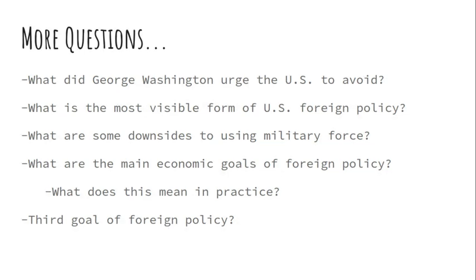All right, moving on. What did George Washington urge the U.S. to avoid, and did we do that? Well, as we've talked about over and over, George Washington urged the U.S. to avoid foreign entanglements. In other words, don't get wrapped up in the rest of the world's troubles. And we pretty much did that right up until World Wars One and Two.